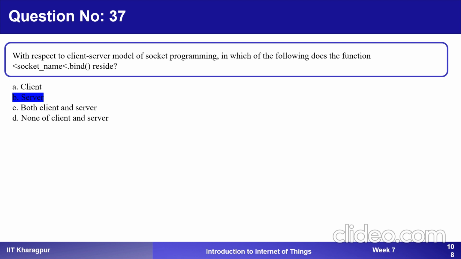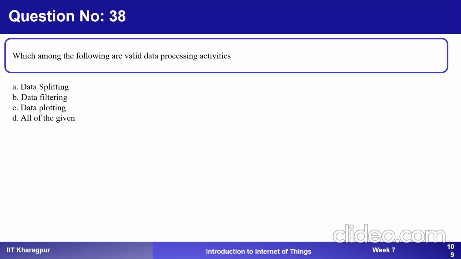In order to bind your machine with that particular port number and your IP address, the bind function is used. Next question is, which among the following are valid data processing activities? Options are data splitting, data filtering, data plotting, all of these. All of these. Right, all of these are correct.